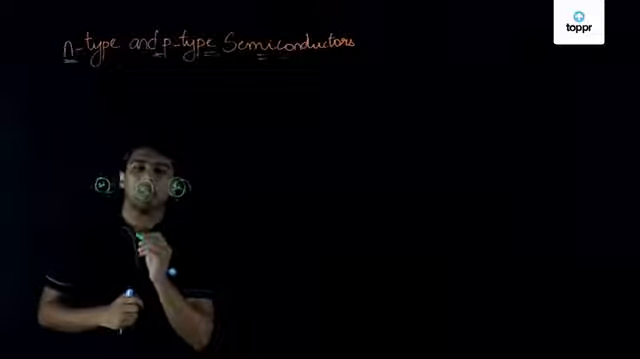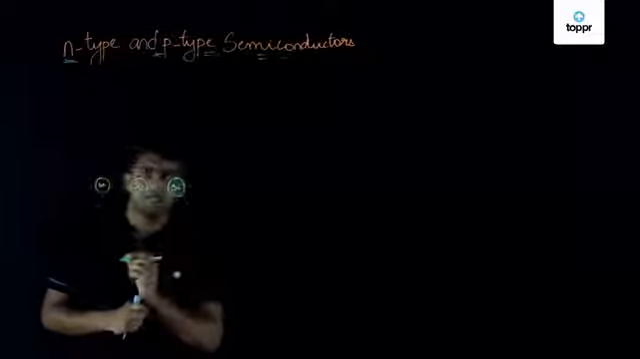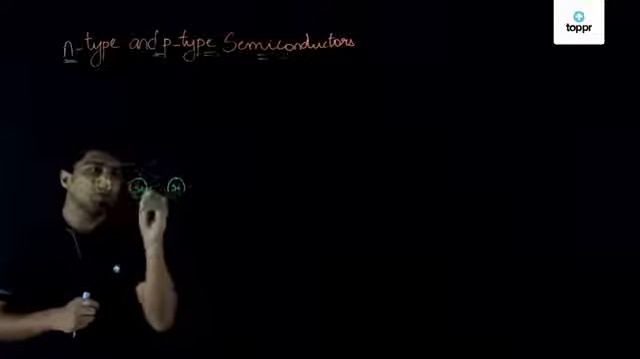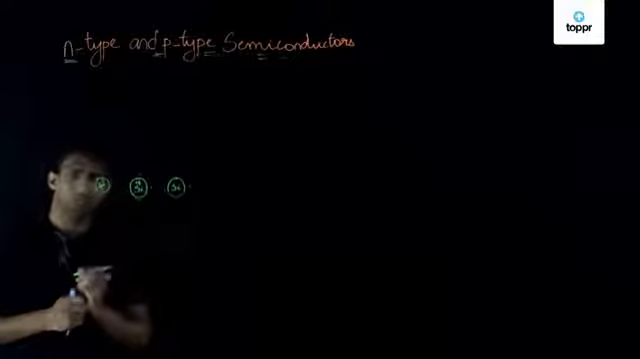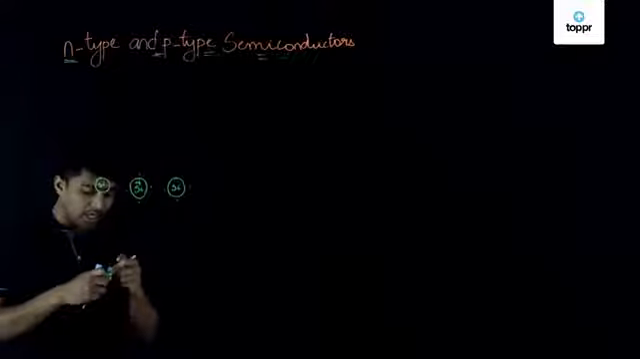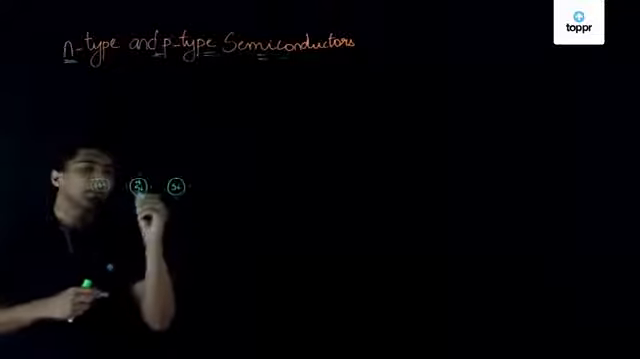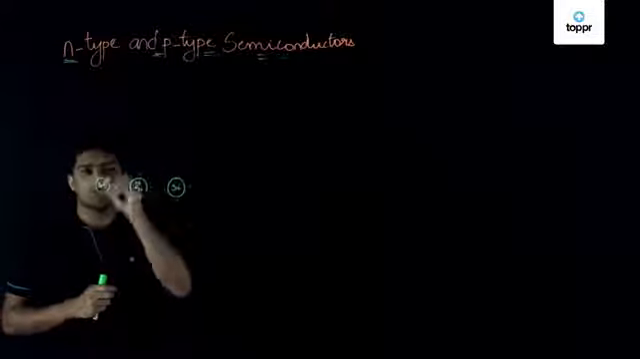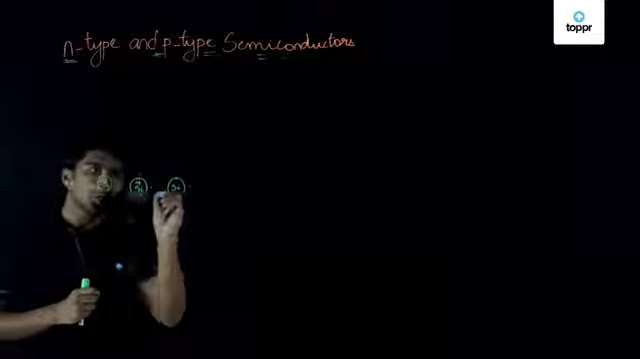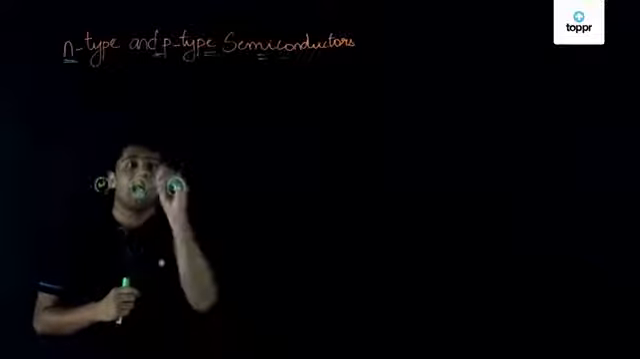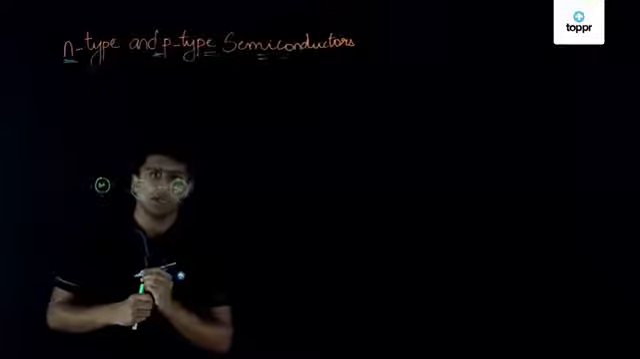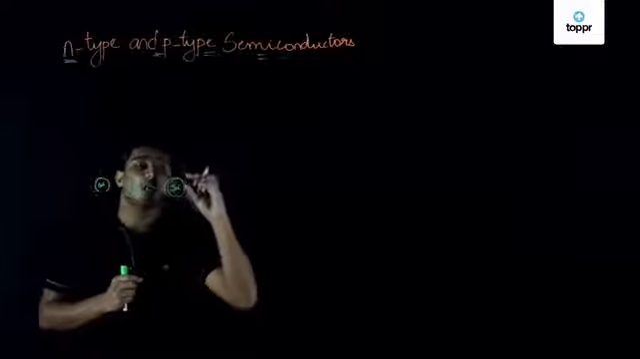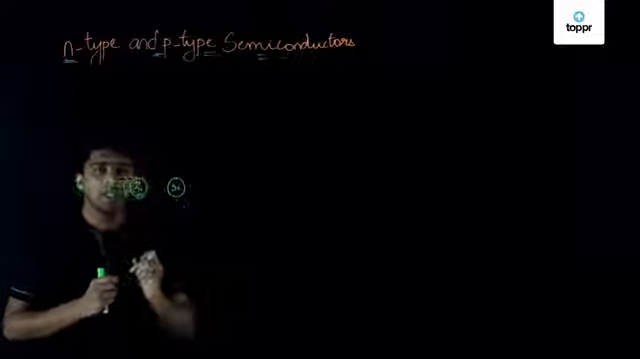Now let's say I am adding an impurity which is pentavalent, which means it has 5 electrons in its outermost shell. Right now we have 4 electrons in the outermost shell, and now I am improving its conductivity by adding a pentavalent impurity. So how many electrons will be revolving in its outermost shell? It will be 5. 4 take part in covalent bonding, and 1 will be a free electron.